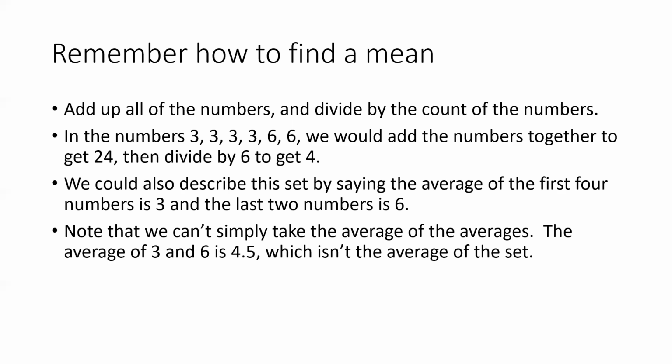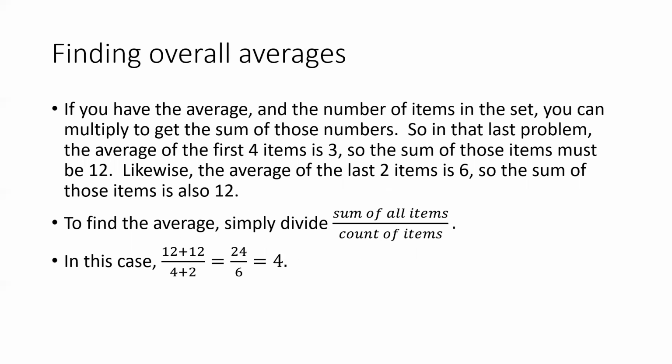So, how would you find the average if you had that? Basically, if you remember, you divide the sum of all of the numbers by the count of the numbers, and that gives you the average. If you know the average and the count of all the numbers, you could multiply those two together to get the sum of the numbers.